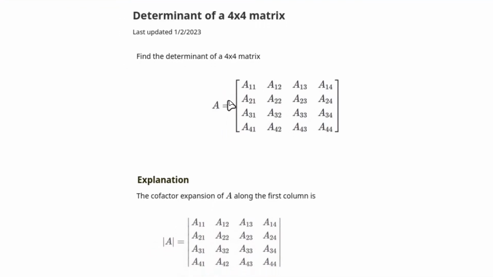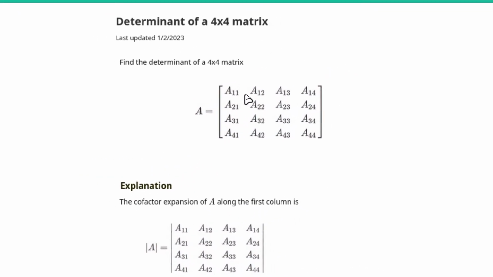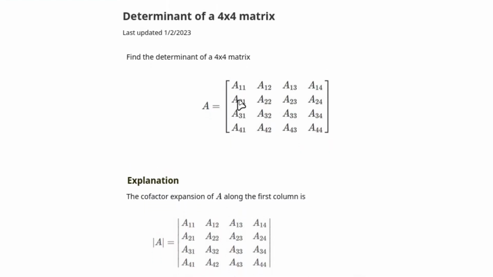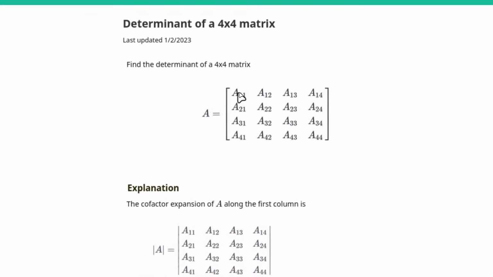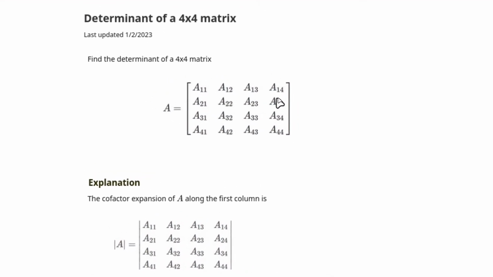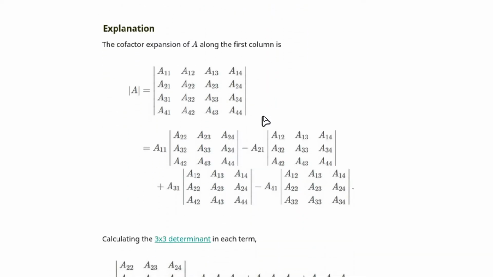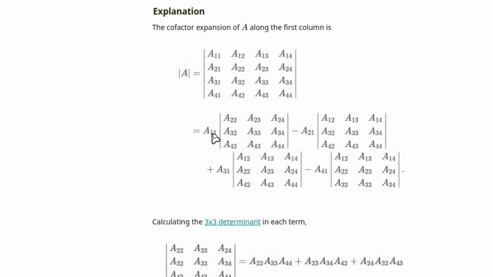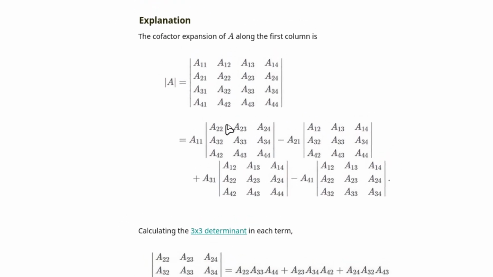So this is a 4 cross 4 matrix. You take the first element and you cancel out the row and the column. This is the row, this is the column. Then in the 3 cross 3 matrix that is left, you try to find the determinant, or basically the cofactor. And you multiply. So this is how it is done: A11 times the determinant of this one.